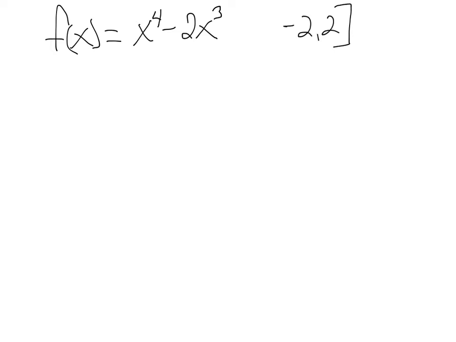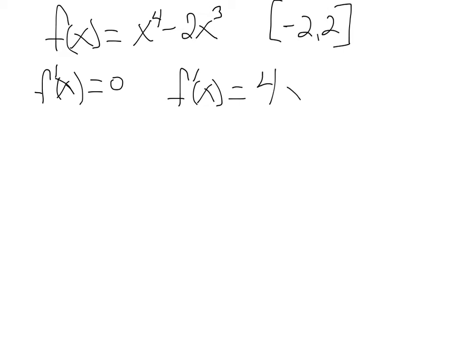Let's take a look at a function. Say we have f of x is equal to x to the fourth minus 2x cubed, and we want to look on the interval -2 to 2. Okay, so let's find the critical points, and those critical points are going to be where f prime of x is equal to 0. Well, f prime of x, we need to take the derivative here. It gives us 4x cubed minus 6x squared.